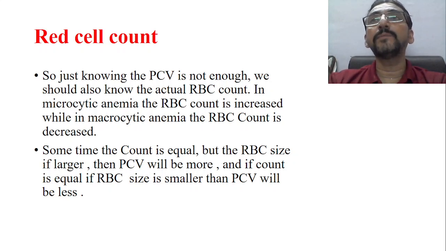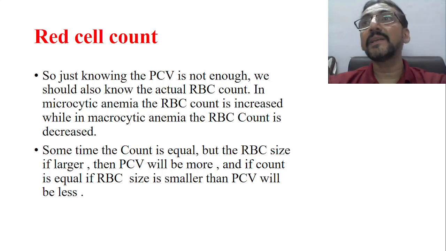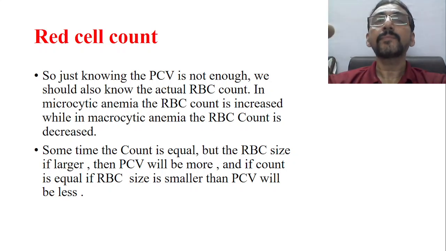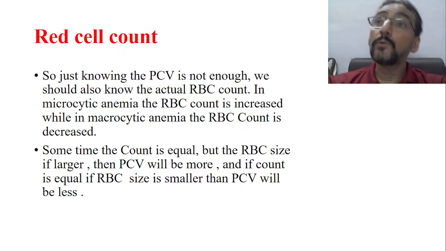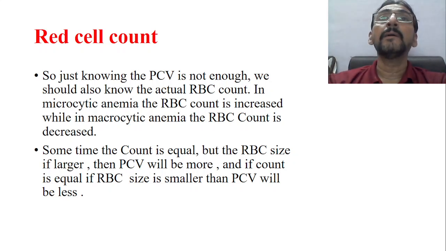RBC का काउंट सिर्फ 20 है. ठीक है, 100 ml में सिर्फ 20 मिलियन है RBC का काउंट. फिर भी जो है वो आपको PCV ज़्यादा दिखाएगा क्योंकि उसका वॉल्यूम ज़्यादा होगा. RBC का साइज बहुत कम है, माइक्रोसाइटिक है, फिर भी आपका PCV लो दिखाएगा. सपोज़ RBC का काउंट नॉर्मल है, फिर भी वो PCV कम दिखाएगा क्योंकि RBC का साइज छोटा है, माइक्रोसाइटिक है.